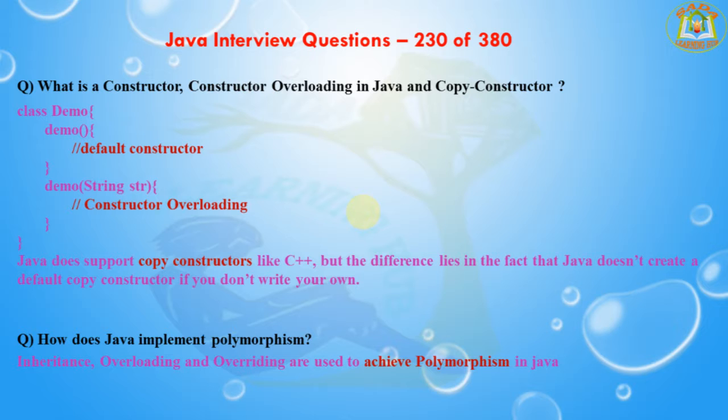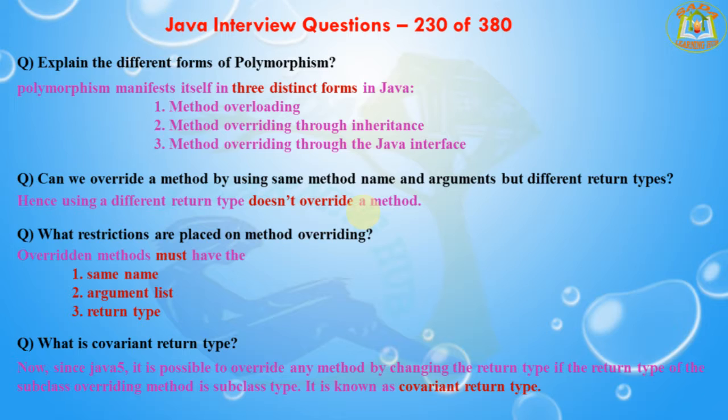The next question is, explain the different forms of polymorphism. There are two types of polymorphism. One is compile time polymorphism and the other one is runtime polymorphism. Compile time polymorphism is method overloading and runtime polymorphism is done using inheritance and interfaces. From a practical programming point of view, polymorphism manifests itself in three distinct forms in Java. First one is method overloading, second one is method overriding through inheritance, and third one is method overriding through Java interfaces.